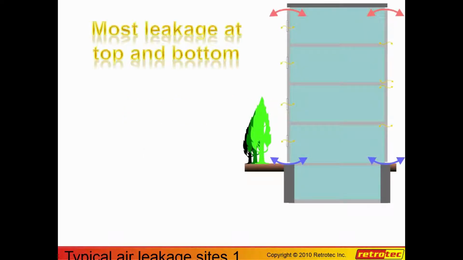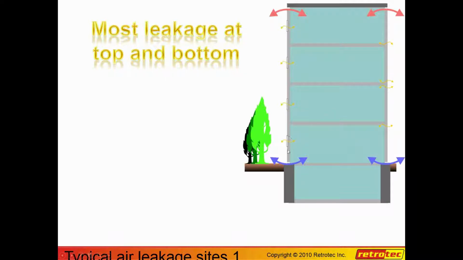So it's true that most of the leakage is at the top and the bottom of the building, and those are the leaks that usually cause most of the energy loss, because the stack effect is greatest at the top and the bottom of the building. But it's where the vertical surfaces meet the horizontal surfaces that you're most likely to find the leaks. So just in a very general sense, that's where you should be looking.